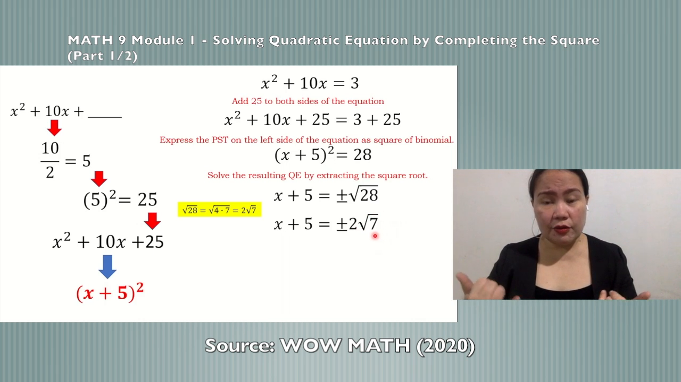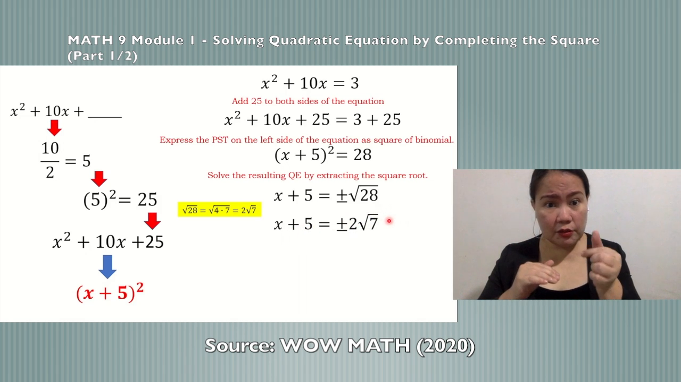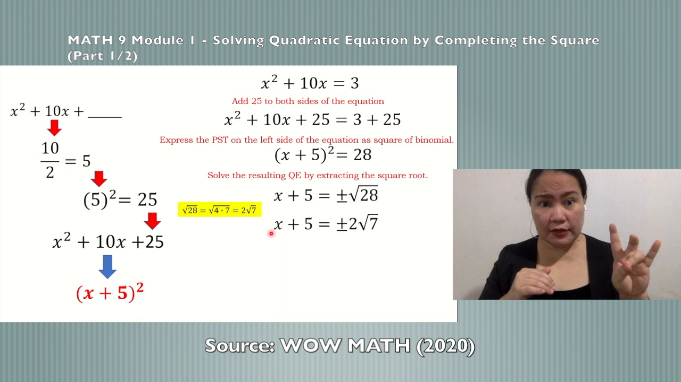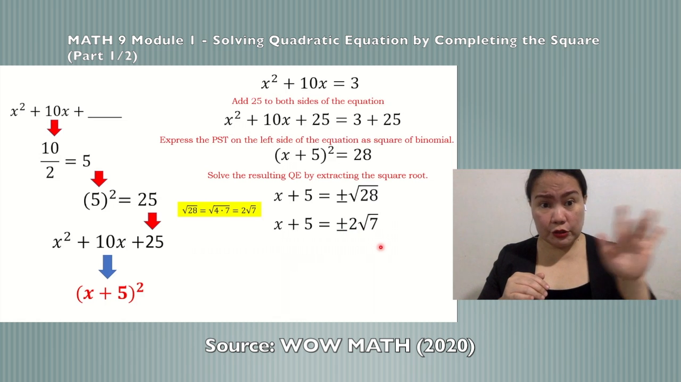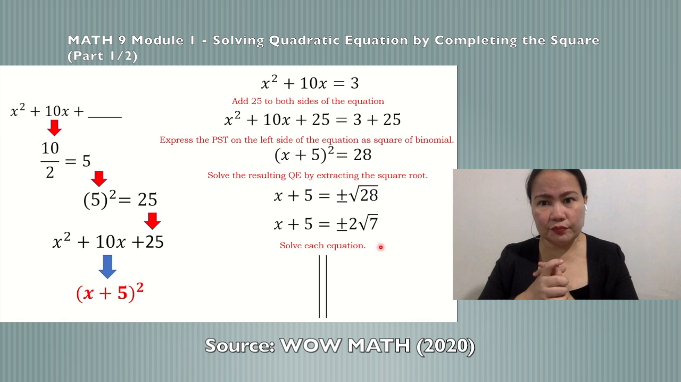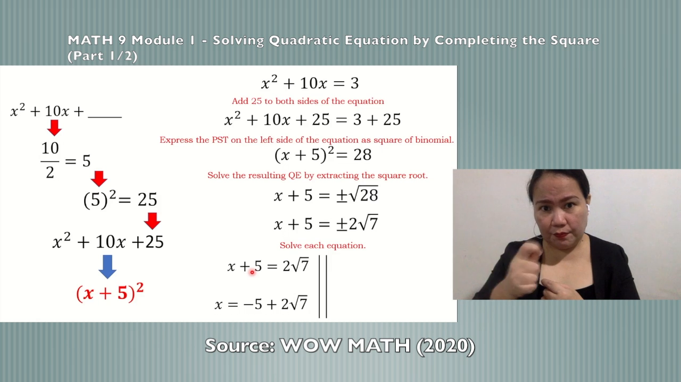Ngayon, pwede na natin isolve yung equation. Meron tayong dalawang equation. Yung x plus 5 is equal to 2 square root of 7, at yung pangalawang equation natin, x plus 5 is equal to negative 2 square root of 7. Okay, solve natin yung equation natin. So, first, x plus 5 is equal to 2 square root of 7. Anong gagawin lang natin? Lipat lang natin si 5 sa right side. So, magiging x is equal to negative 5 plus 2 square root of 7.